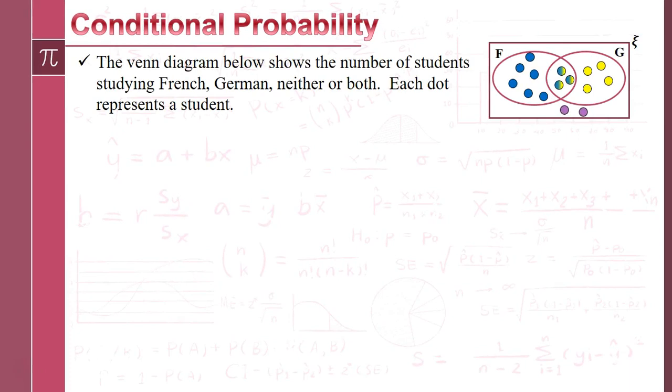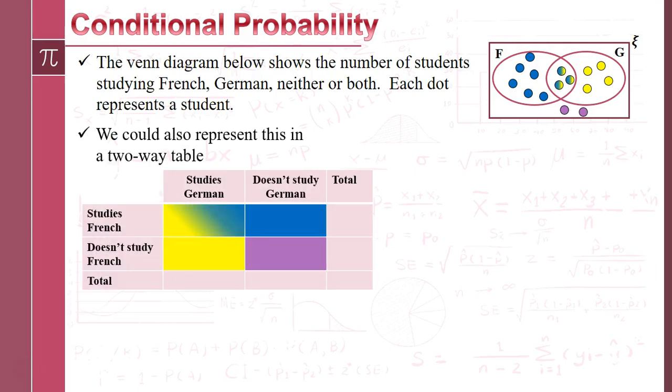So let's start off with an example. We've got here a Venn diagram showing all the students. Each dot represents a student there. And we've got some students study French, that's set F. Some study German, that's set G. Some study both, that's the bits in the middle. And then some don't study either French or German. So let's just take that information now and plonk it into a two-way table, because it makes life a bit easier to see what's going on if you have a look at a two-way table.